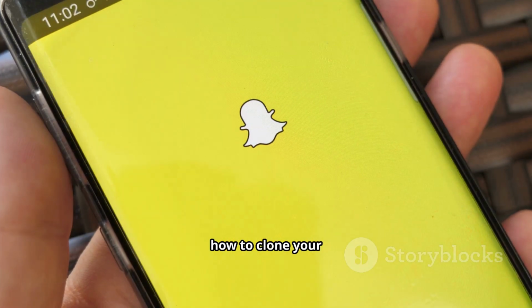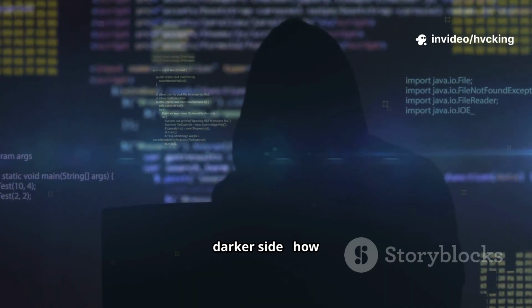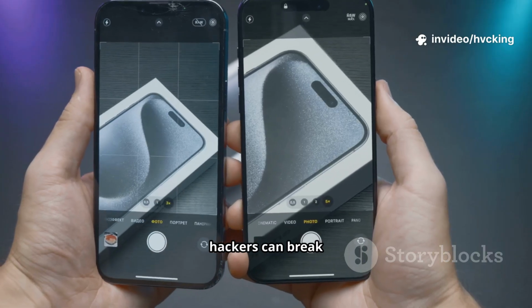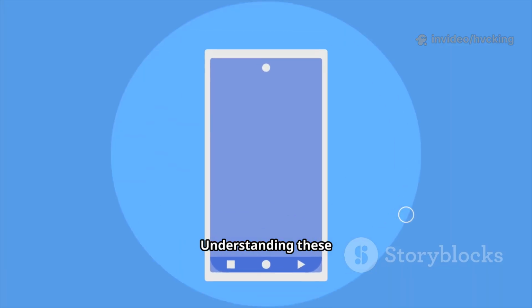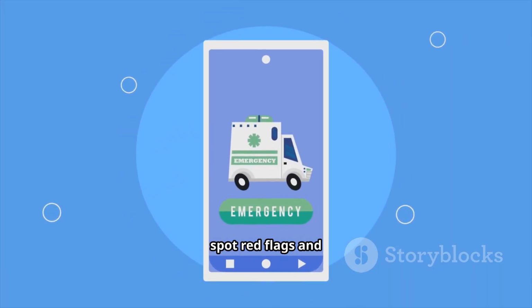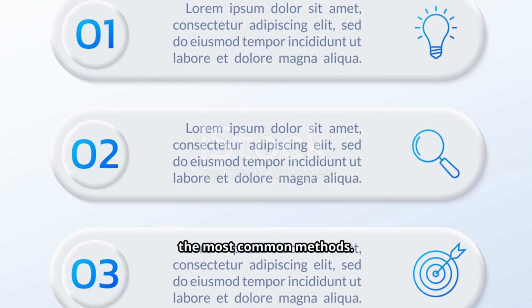Now that you know how to clone your own Snapchat for legit reasons, let's talk about the darker side. How hackers can break into and clone Snapchat accounts. Understanding these tricks can help you spot red flags and keep your accounts safe. Here are 3 of the most common methods.